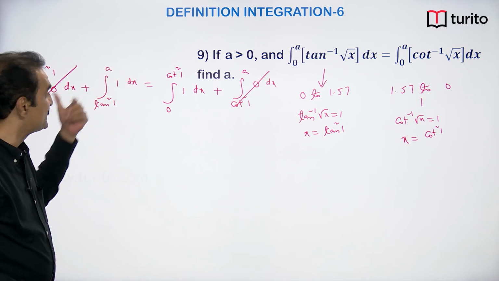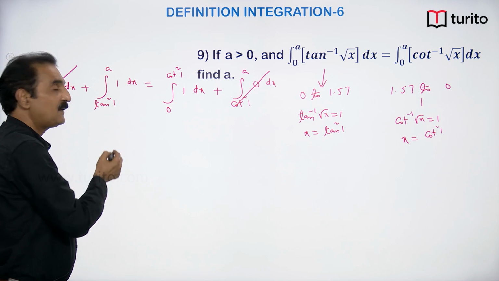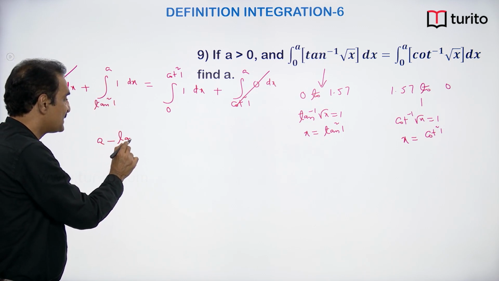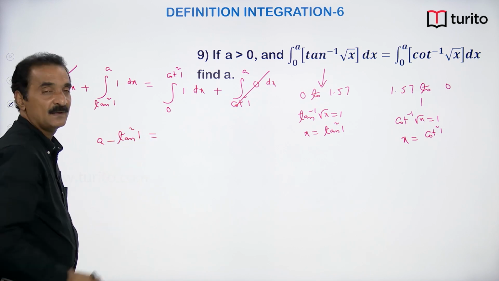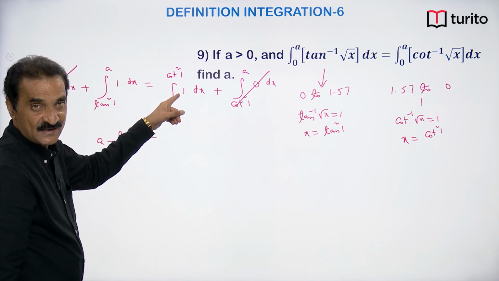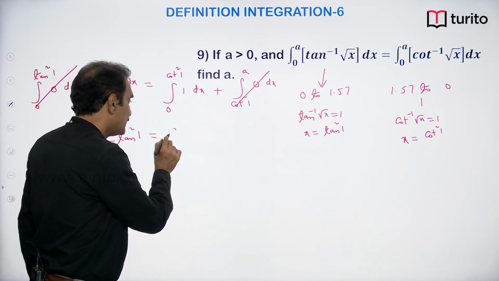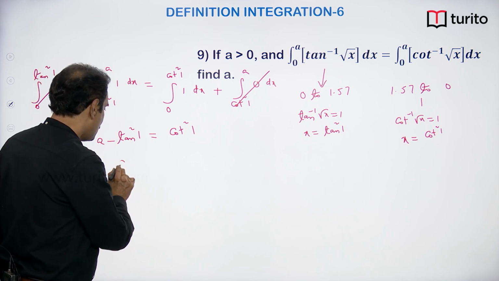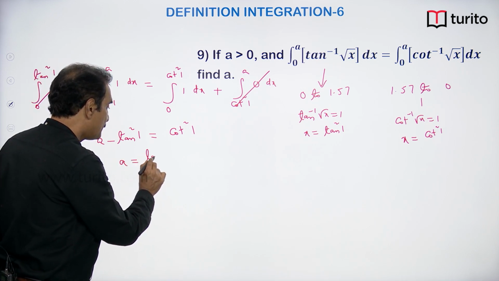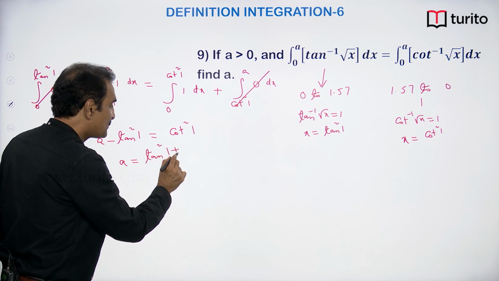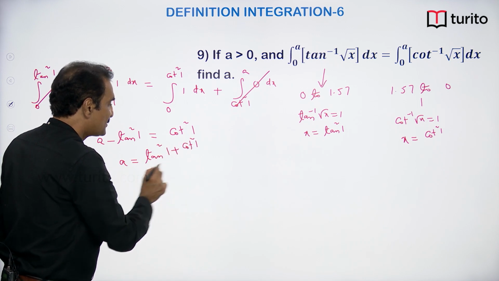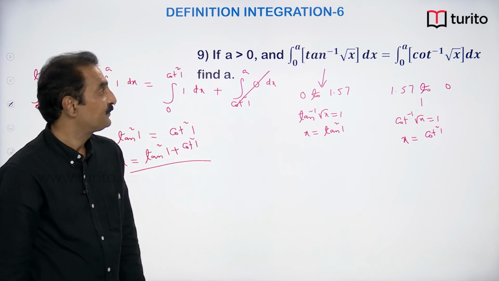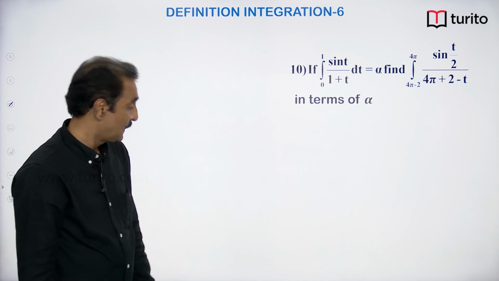What is the integral of this? Integral of 1 is x. Substituting the limits, you will get a minus tan square 1 is equal to, here integral of 1 is x. Substituting the limits, you will get cot square 1 minus 0. So a is equal to tan square 1 plus cot square 1. This is the answer. Okay. Next question.